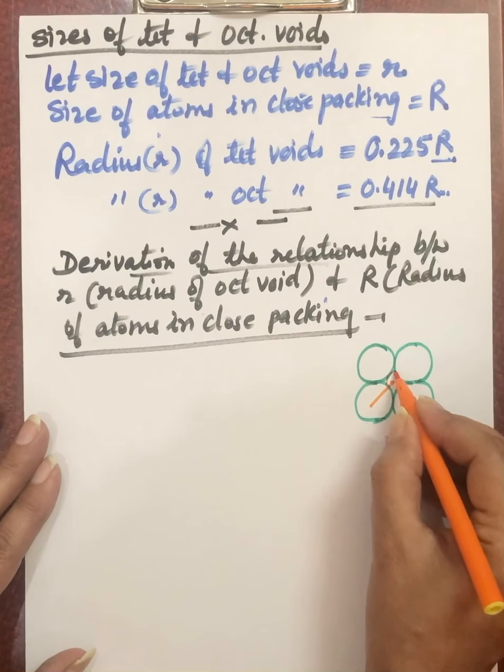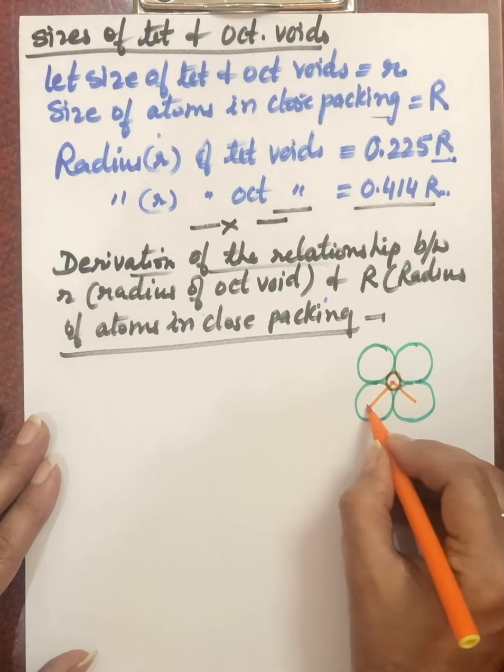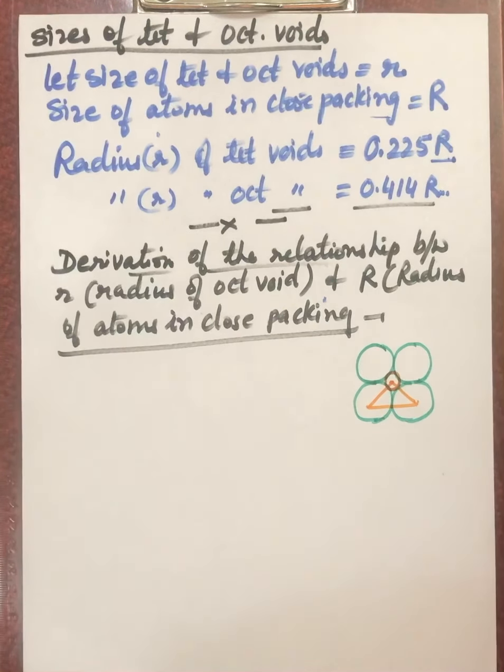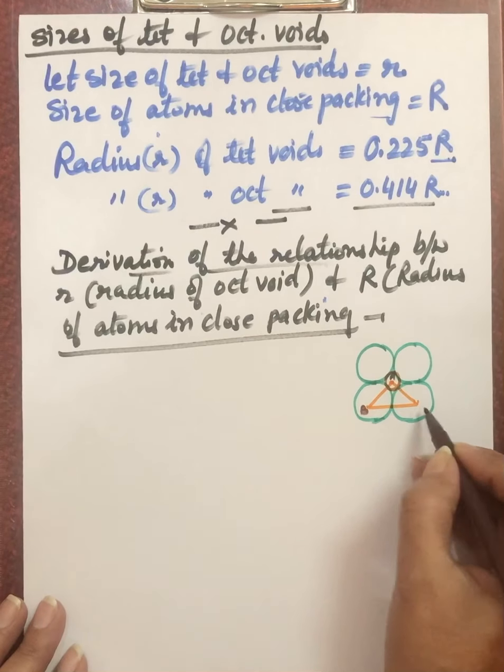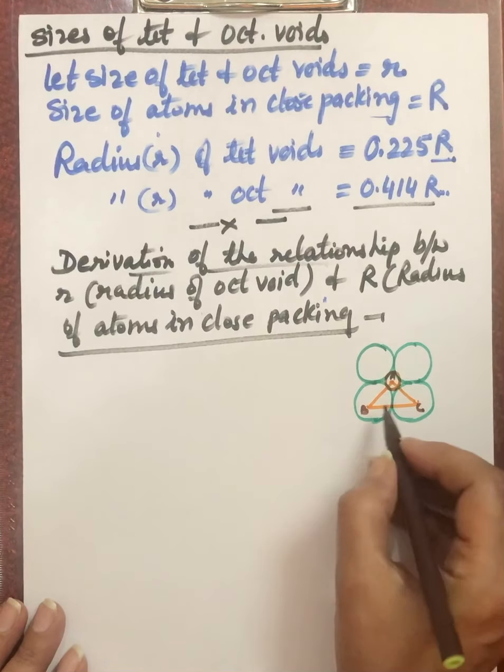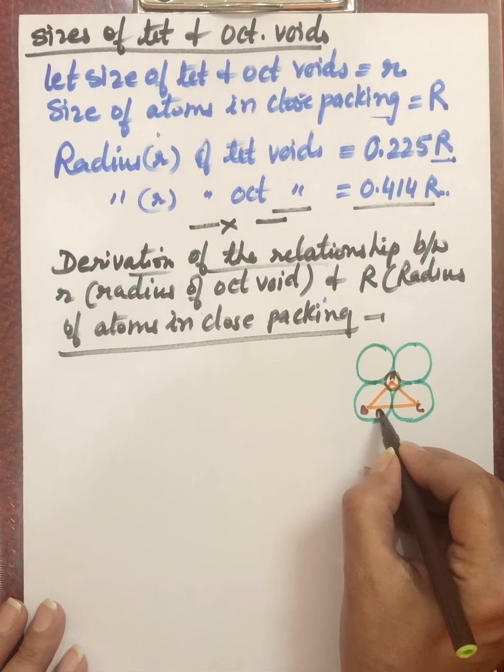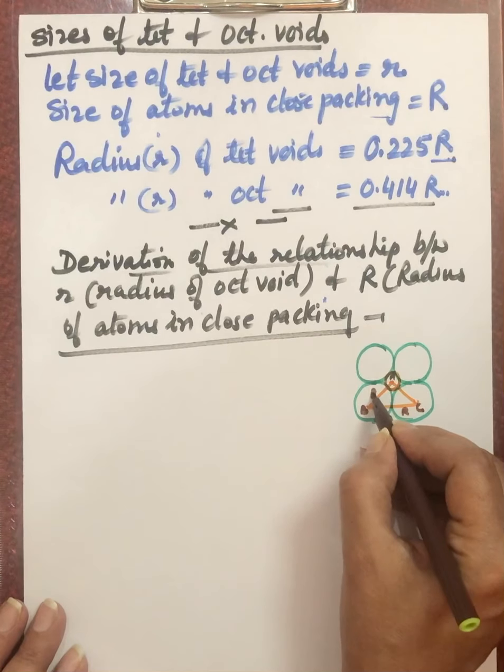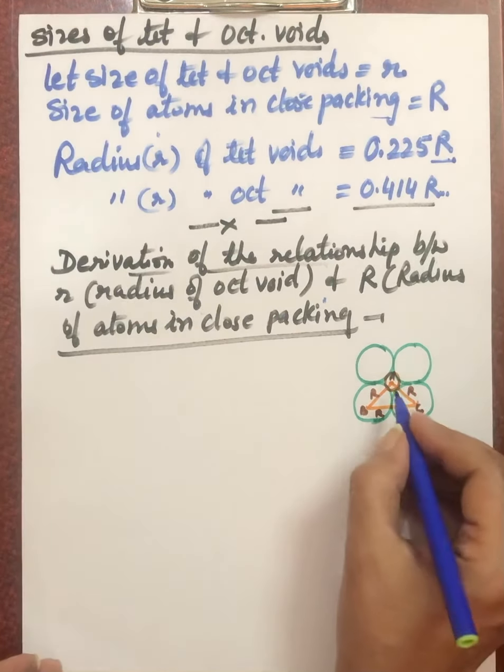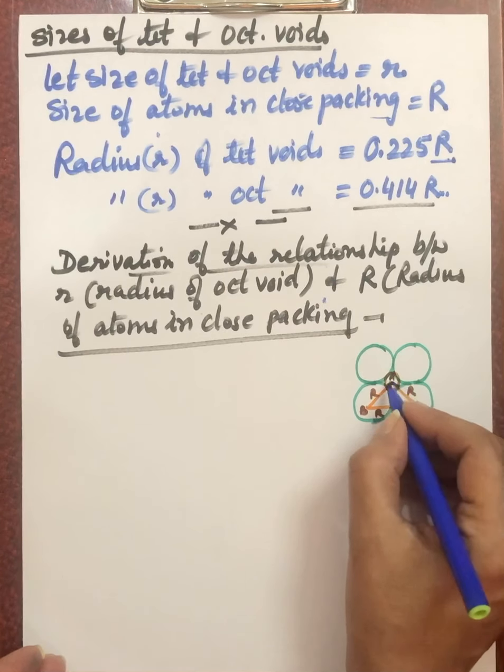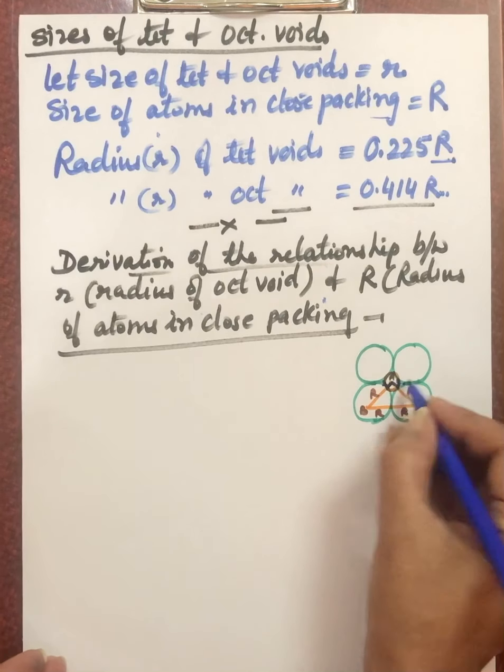But otherwise, remember the void here we're taking is octahedral. This void here, the size of this void we have to find out. A triangle is formed here, A, B and C. Now see the size of the particles here we take as capital R, and of the void we take as small r. So this is small r and this is also small r.